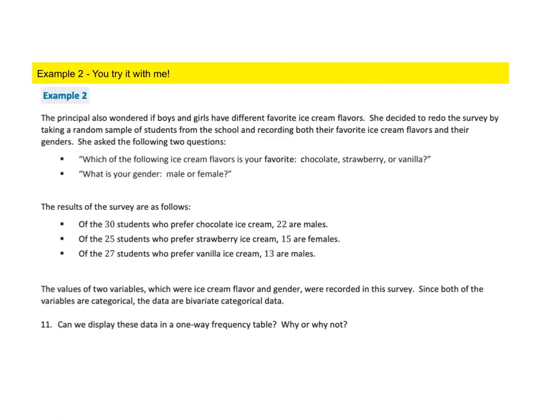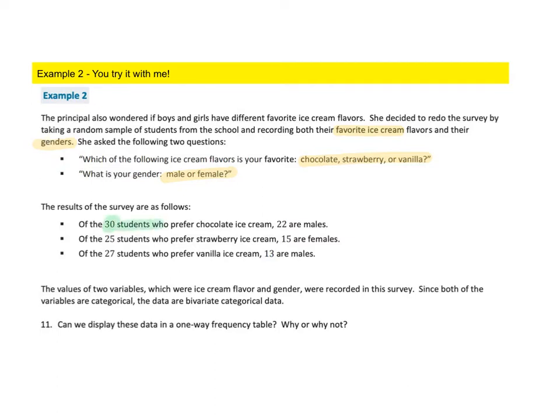All right, we're going to continue with the same kind of situation, just moving into a little bit more depth with it. It says the principal also wondered if boys and girls have different favorite ice cream flavors. She decided to redo the survey by taking a random sample of students from the school and recording both their favorite ice cream flavors and their genders. So she's recording two things now: favorite ice cream flavors and their genders. She's going to ask them two questions. Which of the following ice cream flavors is your favorite? And what's your gender, male or female? Okay. The results of the survey are as follows.